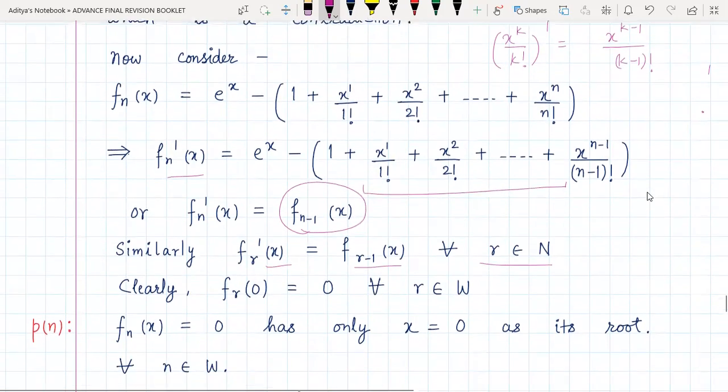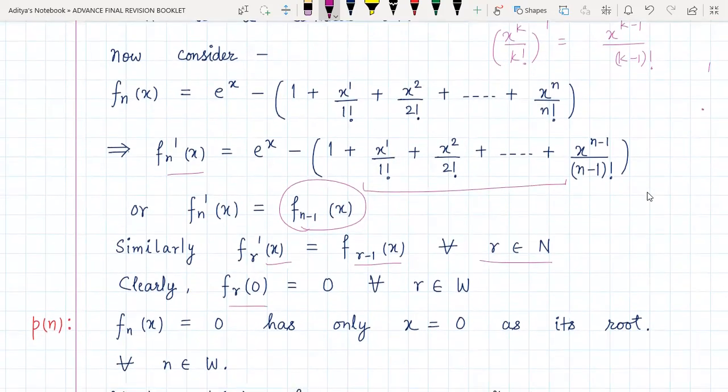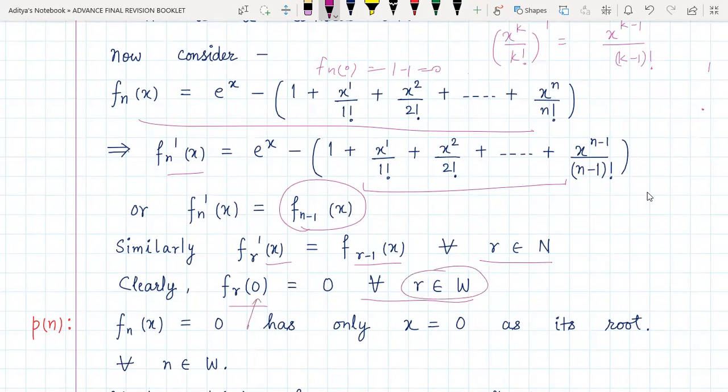And clearly f r of 0 is equal to 0 for all r belonging to whole numbers, because f n is this much, right? You put x equal to 0 both sides. So f n 0, obviously you are getting 1 minus 1, which is 0 only. So for any r belonging to whole numbers, whenever we put in the function x equal to 0, we get the value as 0 only.